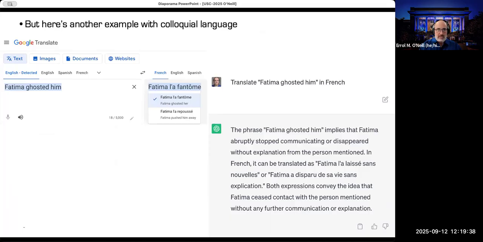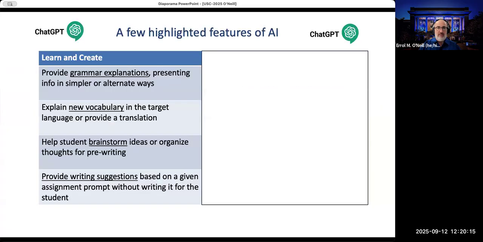Another example with colloquial language: with Google Translate, if you talk about ghosting someone, it doesn't know what to do with that. So it translates ghosted literally as the word for ghosts, and then tries to put it in past tense. Whereas with ChatGPT, it explains what it means and then gives some examples of how you could say the same thing in French. And it turns out some people in France are starting to just use the word ghoster. They're just directly taking the word from English. But these options that are given here are perfectly understandable in French. So in this case, ChatGPT did better than Google Translate.